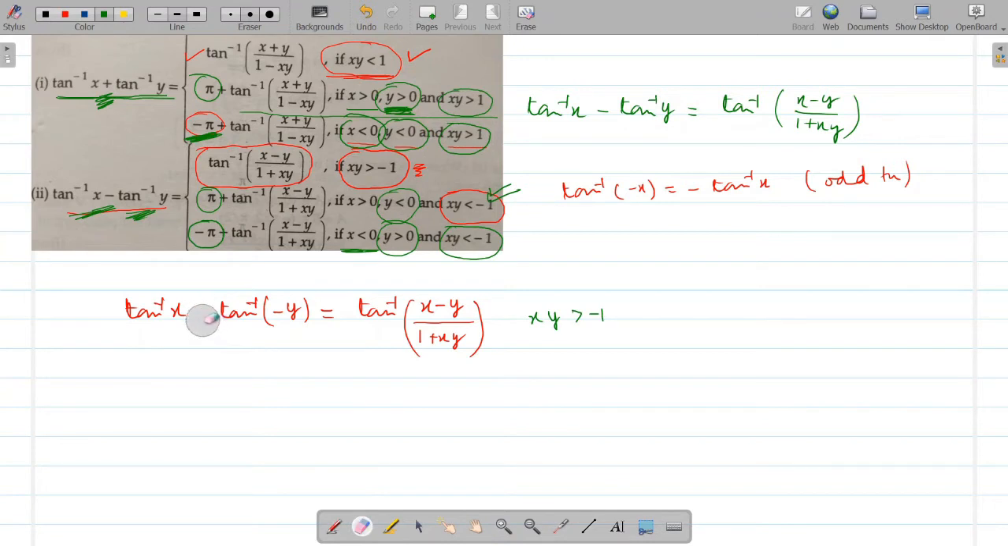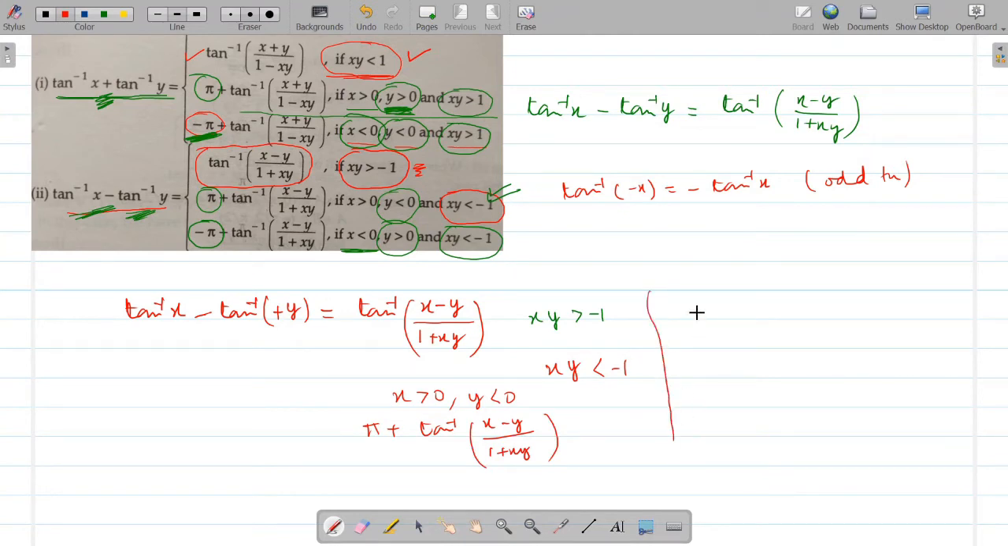Here the sign has become minus now, and it was plus. And when x into y is less than minus 1, x is greater than 0, but y is less than 0. In that case, on this side I'll add pi. Means you'll write pi plus tan inverse of (x minus y) upon (1 plus xy).